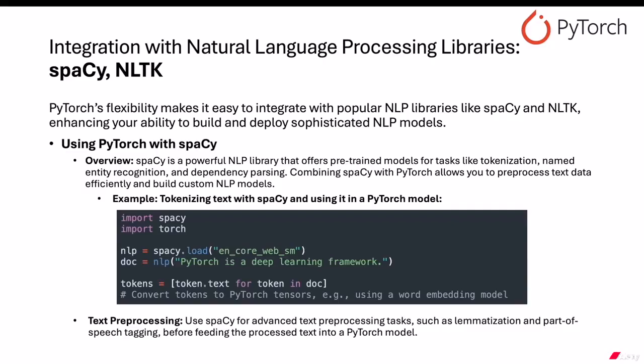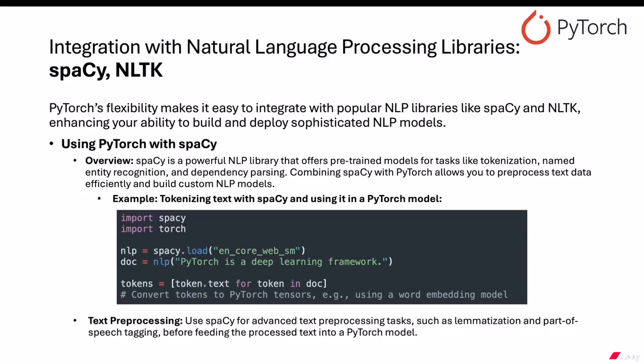Using PyTorch with spaCy. spaCy is a powerful NLP library that offers pre-trained models for tasks like tokenization, named entity recognition, and dependency parsing. Combining spaCy with PyTorch allows you to pre-process text data efficiently and build custom NLP models. Example is tokenizing text with spaCy and using it in a PyTorch model.